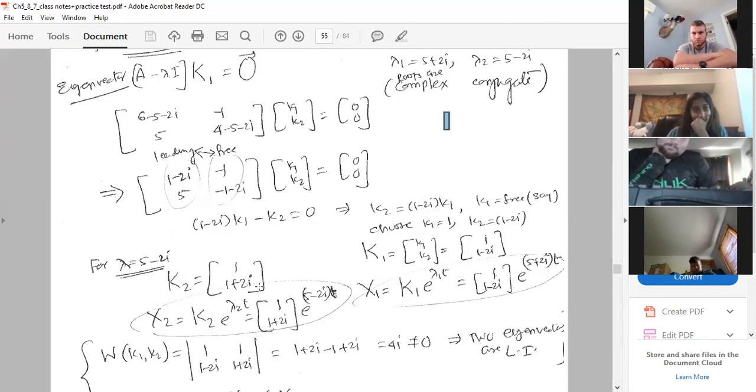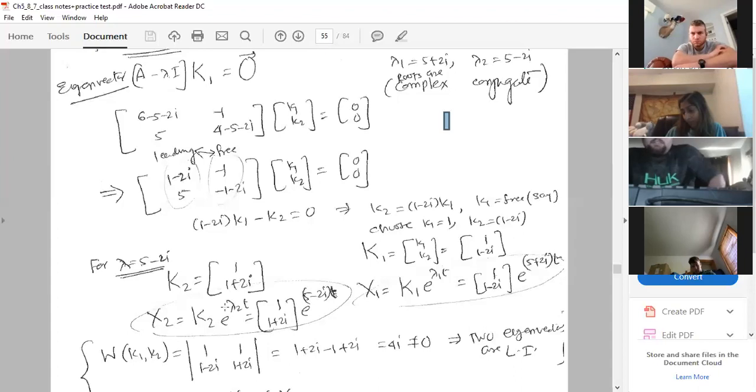I told you, complex conjugate roots for a 2 by 2 matrix is quite simpler than the real roots. See here, my i is replaced by negative i. So 1 and 1 plus 2i. So K2 e to the power lambda 2 t, 1, 1 plus 2i, and this one, right? That is my x2.